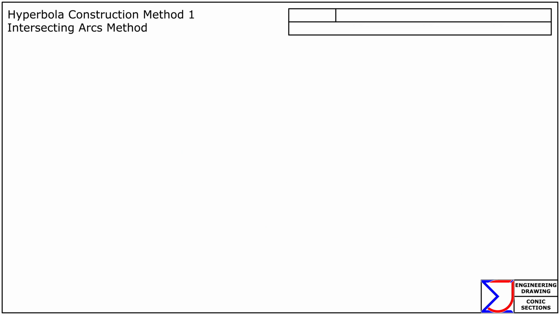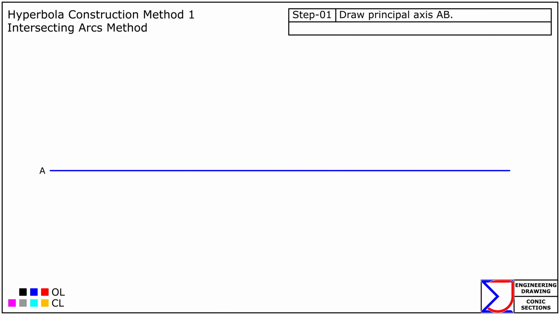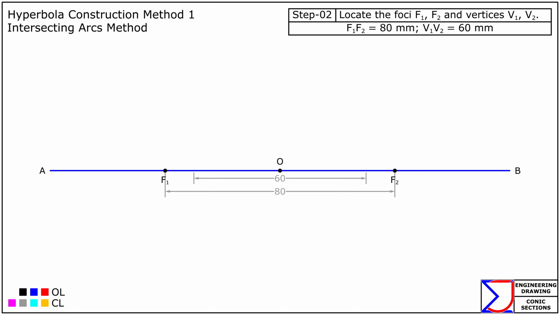First, draw the principal axis, AB, and mark its midpoint, O. Next, position the foci, F1 and F2, on AB, such that the distance between them, F1-F2, equals 80 mm. Also, mark the vertices, V1 and V2, on AB, such that the distance between them, V1-V2, equals 60 mm. Ensure symmetry about the midpoint, O.